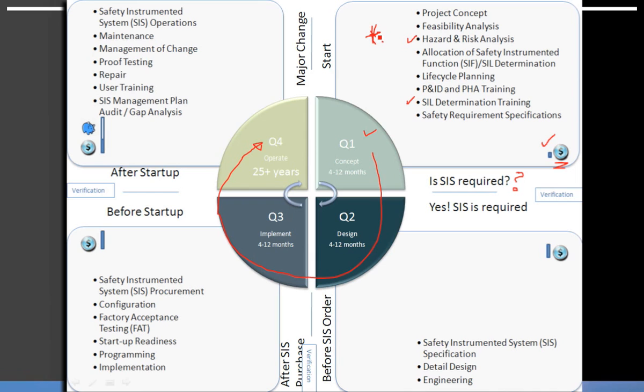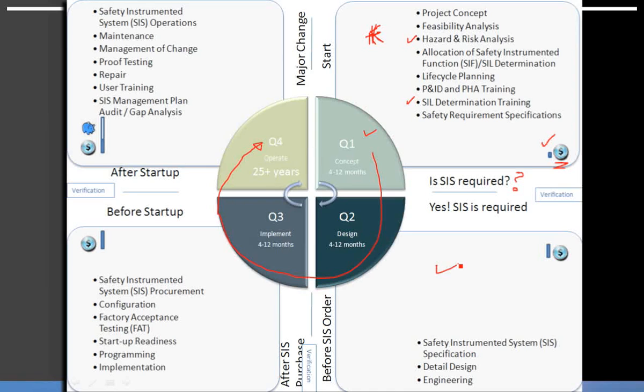So that first quadrant is sort of an all-important quadrant, and you get a lot of talented, different types of specialty to do that first quadrant. From HAZOPs, reading P&IDs, understanding how the SIL standards work, that sort of thing.